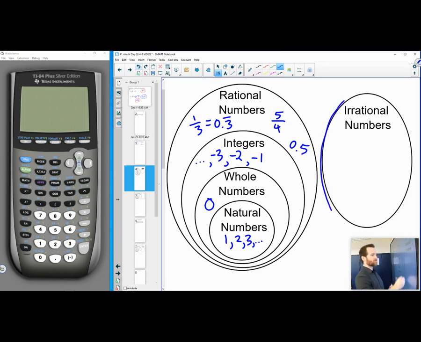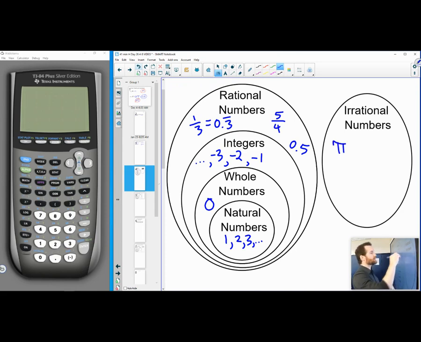Then we've got this group over here, irrational numbers, that are completely separate. Irrational numbers are not subsets of rational numbers, integers, or any of those groups. None of those numbers belong inside irrational numbers. Irrationals are completely separate from rationals. That's why they're called irrational numbers.